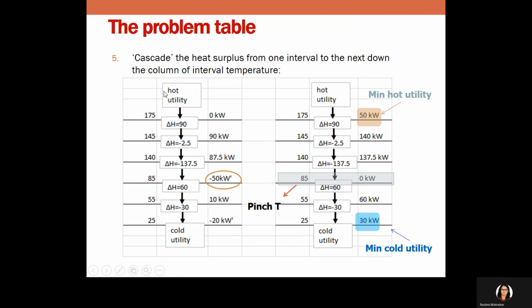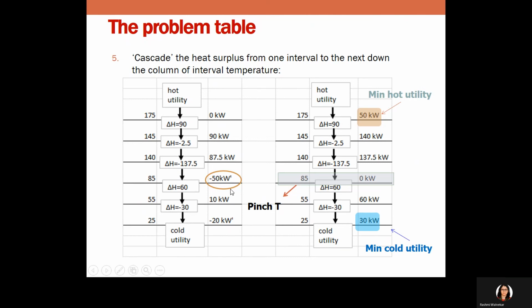Now what we assume is that our hot utility requirement is zero, so we start from 0. When heat flows down, 0 plus 90 is 90. 90 plus negative 2.5, 87.5. This plus negative 137.5 is negative 50. Plus 60 is 10. Plus negative 30 is negative 20.